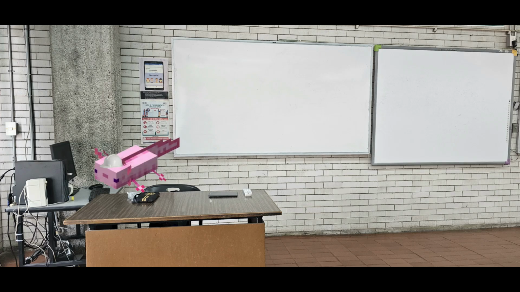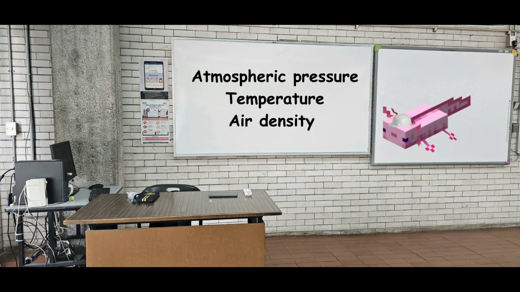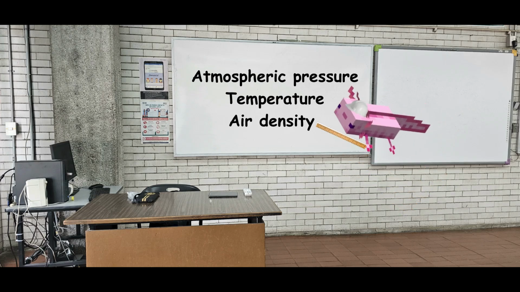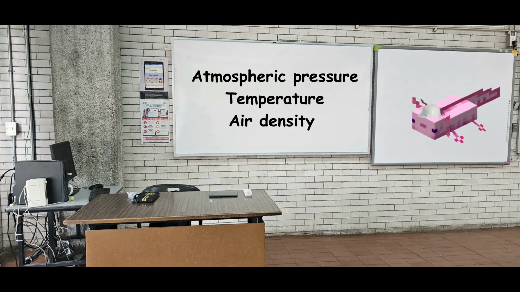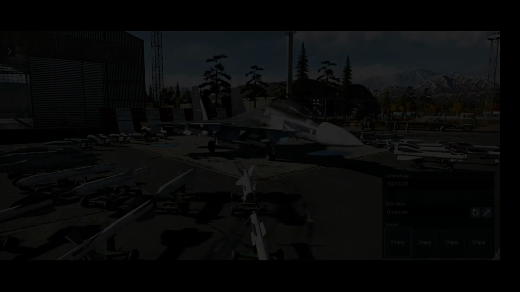Welcome. Today we're going to study the atmospheric parameters and how they vary with respect to altitude. Things such as atmospheric pressure, temperature, and most importantly for today, air density, and how these parameters impact the flight characteristics of the jets that we all know and love.